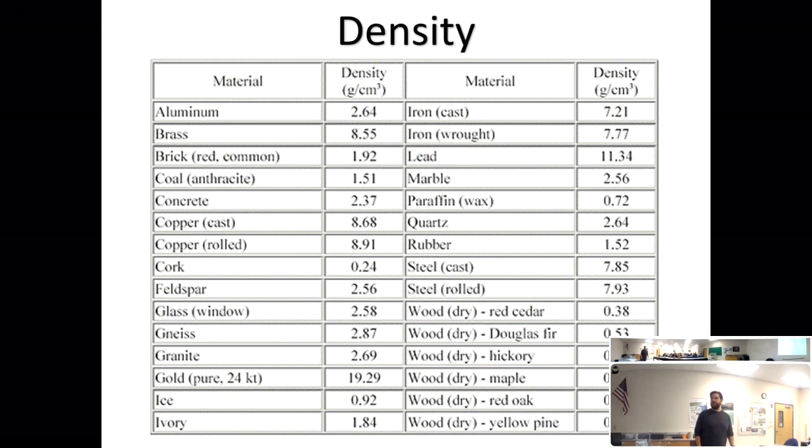Just to give you an idea, these are some densities of different materials. So aluminum and copper and concrete and glass and rocks. A lot of rocks have a density of about 2 point something, like 2.7 and 2.5, maybe 3.0, something like that. That's most rocks, okay? So that gives you an idea.